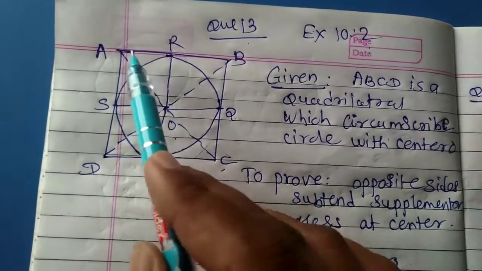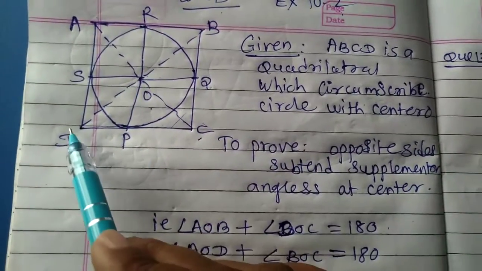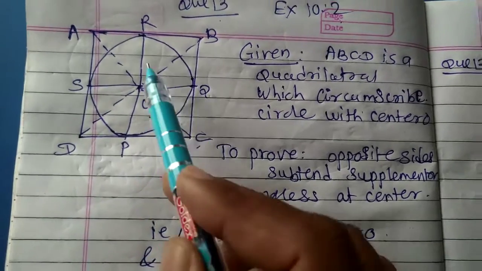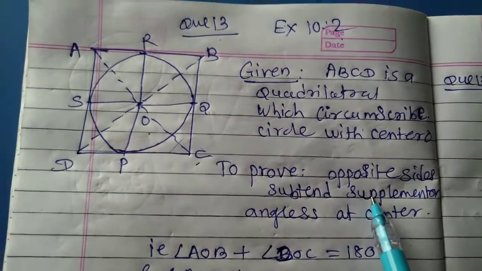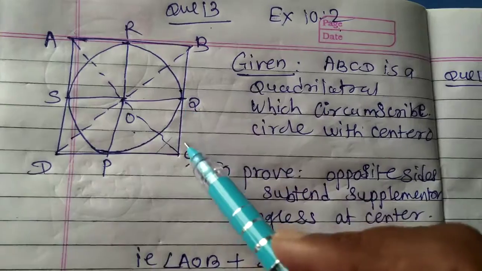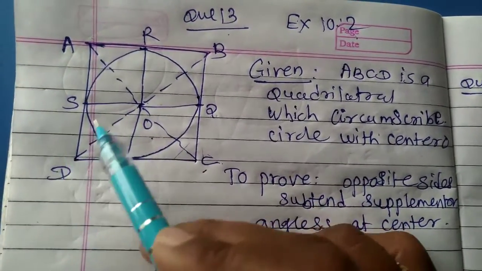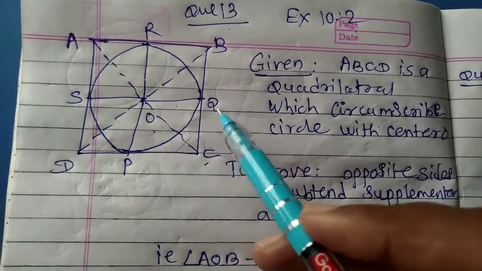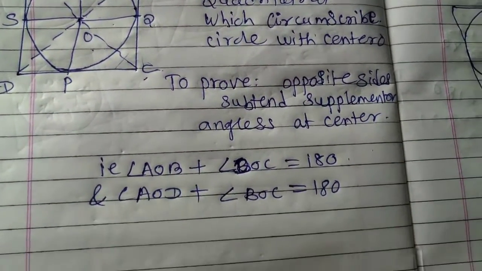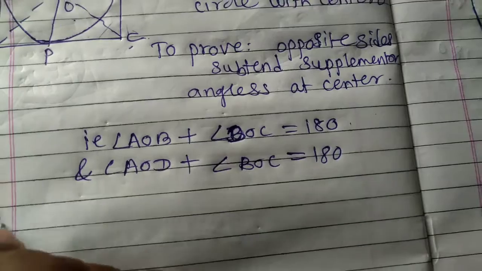Then the angle made by AB is AOB, the angle made by DC is DOC. The sum of these two angles is 180. Supplementary means 180. Similarly BC, the angle made by BC is BOC, the angle made by AD is AOD. The sum of these two angles is also 180. This thing we have to show here. Now consider the proof.